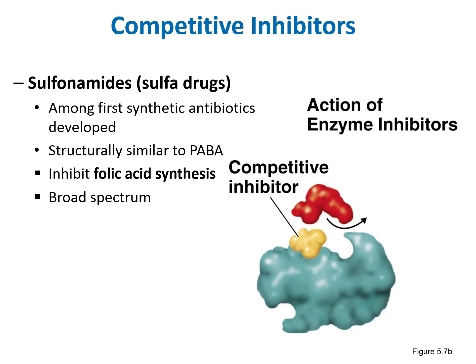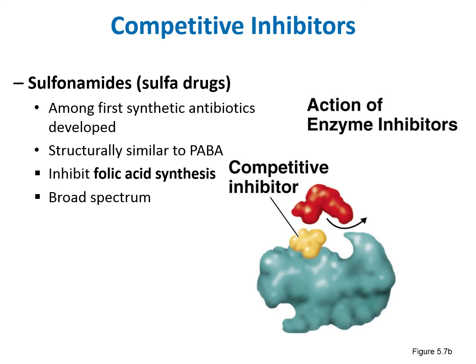If it weren't for this little yellow blob, that's our competitive inhibitor molecule, the red blob could fit into that active site. What competitive inhibitors do is they bind in the active site of enzymes, blocking the active site so that the normal substrate can't bind. So that's what you're seeing here. Your sulfonamides, aka your sulfa drugs, do precisely this.